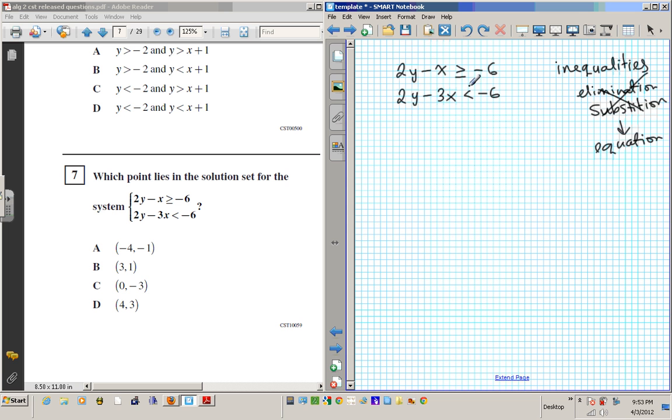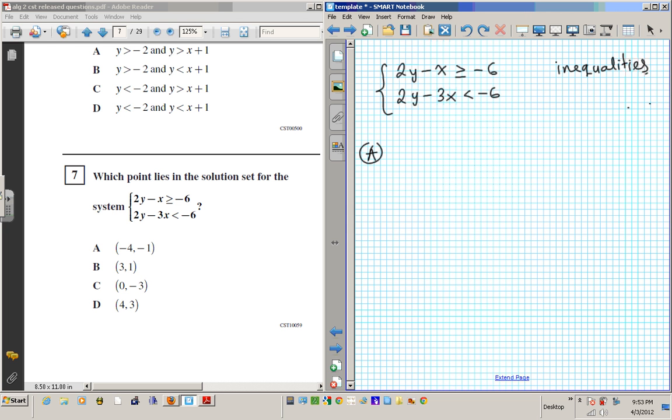The solution to this system is a region, not a point. Those methods give you a point, but this is not a point situation. This is a region, so don't use this type of method to solve inequalities. If these were equal and equal, then you could use it, but since these are inequalities, you cannot use these two methods. So what we're going to do here is plug in these answers to see which one satisfies the inequalities. That's the only way we can do this one, or we could draw the graph. Since we have points here, let's just test.